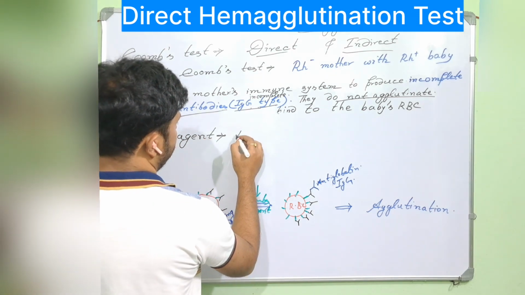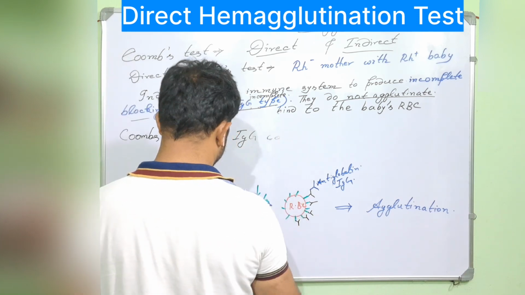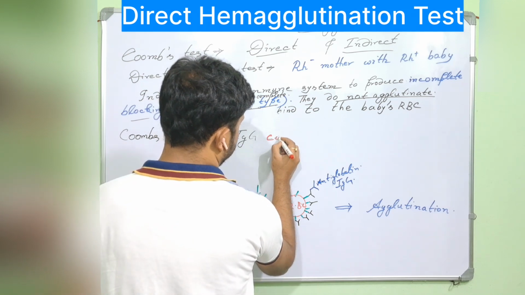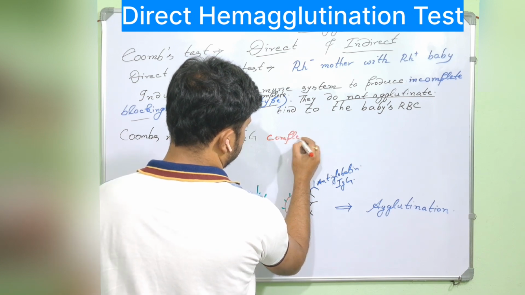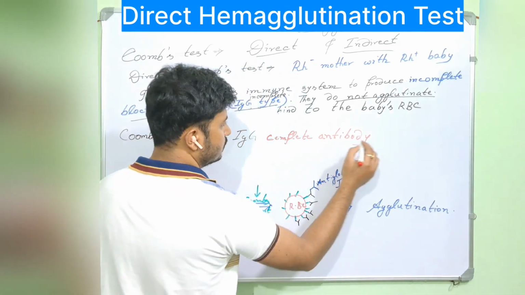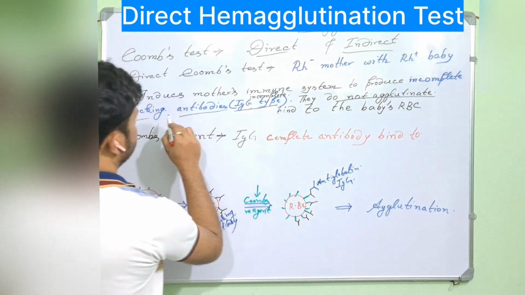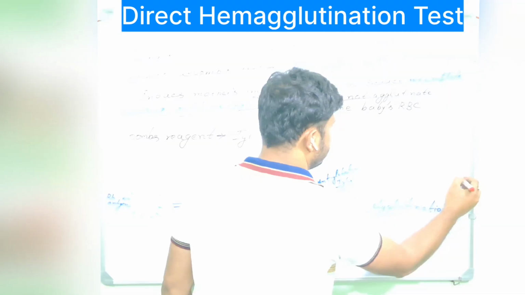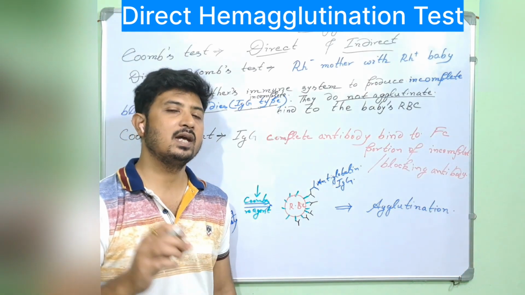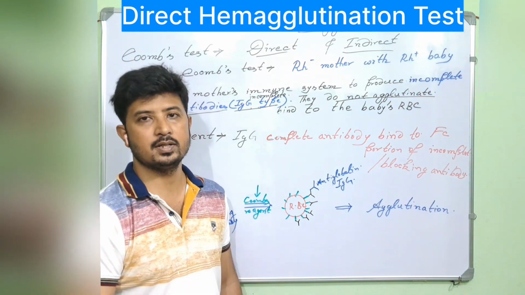Coombs reagent is a complete IgG type antibody which will bind to the Fc portion of the blocking antibody. Adding this Coombs reagent, there will be formation of agglutination, which can be visualized by the technician who is performing the test.